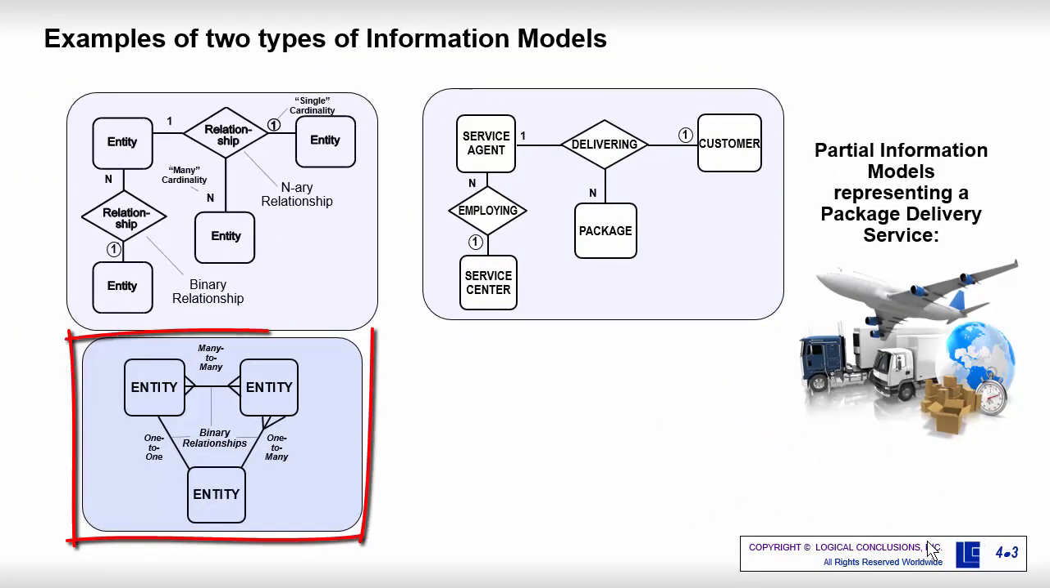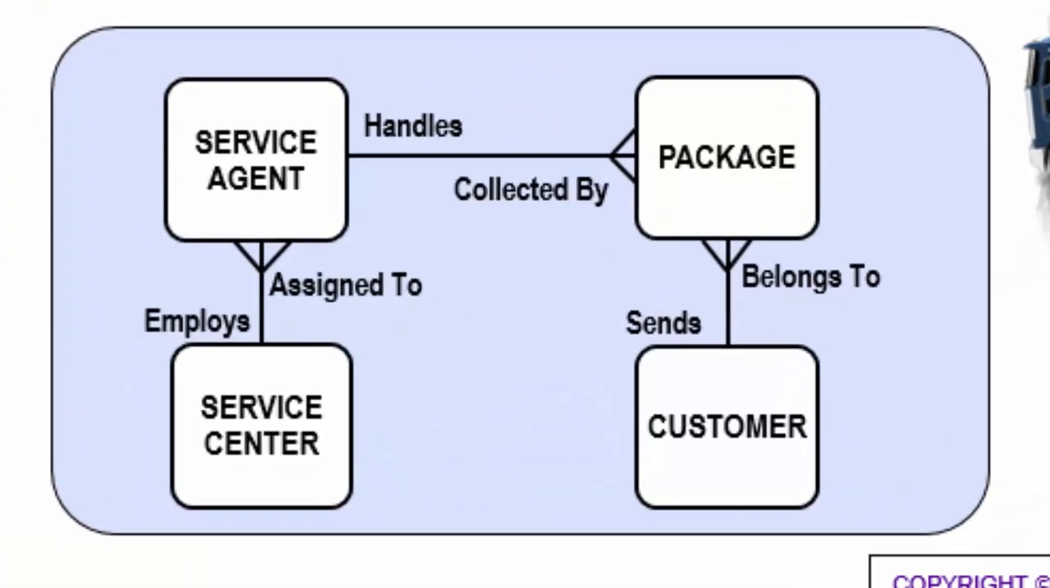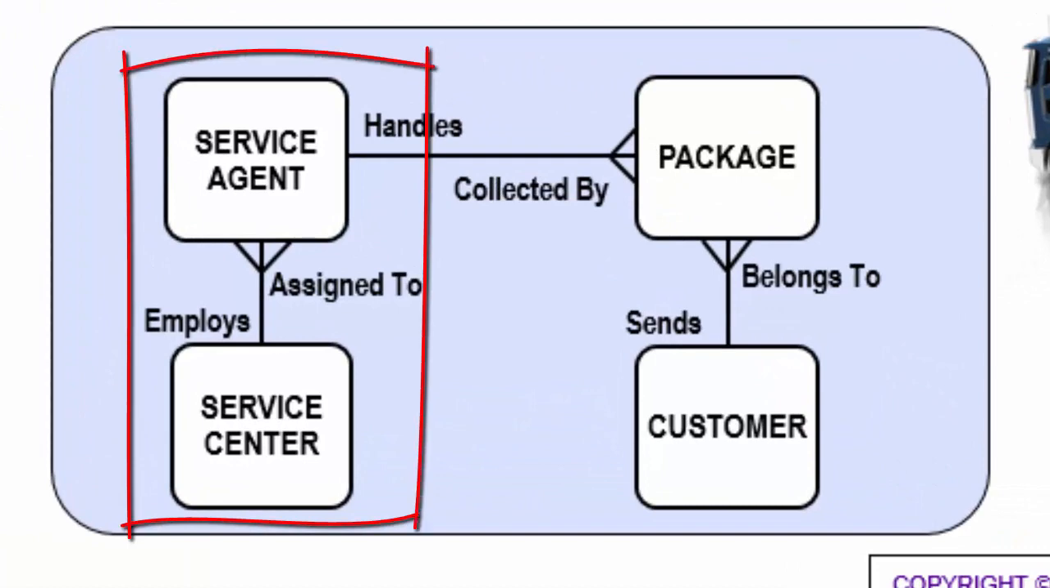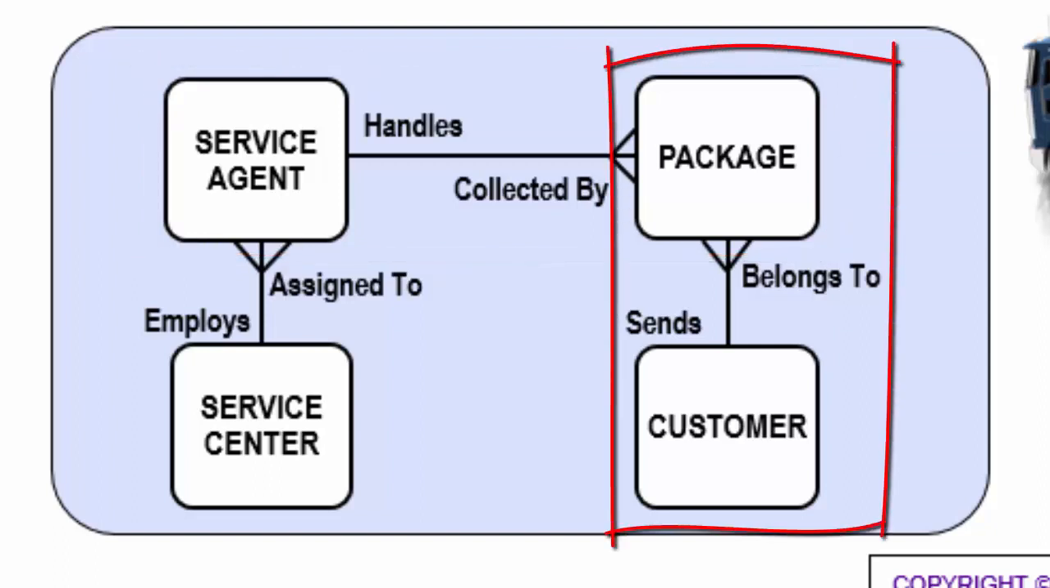On the lower left, we see the equivalent generic example using other symbols, and on the right, the package service example showing the same result but using just binary relationships. It shows a binary relationship where a service center employs many service agents, and a service agent is assigned to one service center. Also, a service agent handles many packages, and a package is collected by one service agent. It also shows that a package belongs to one customer, and a customer sends many packages.